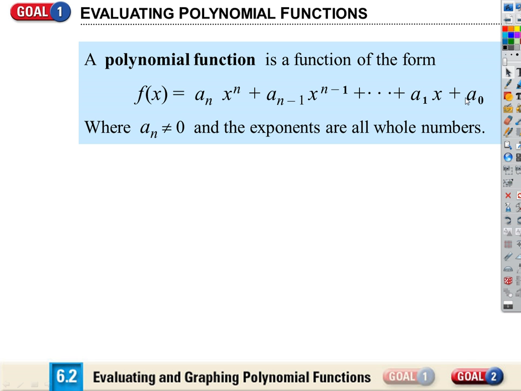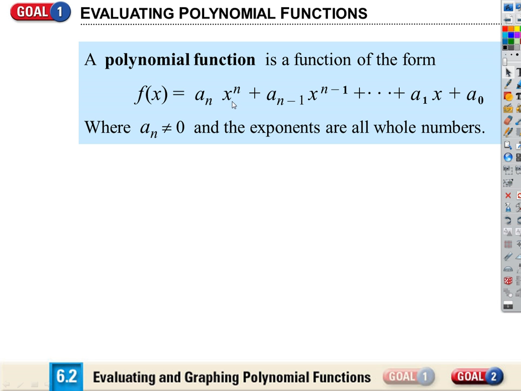Okay, a polynomial function is a function that has this form. Now this looks really complicated, but this is something you've got to get used to a little bit in math, thinking of stuff, writing stuff in a general form. What does this mean? It's a sum. Notice that if you look at this thing up here, it's just a sum of terms.